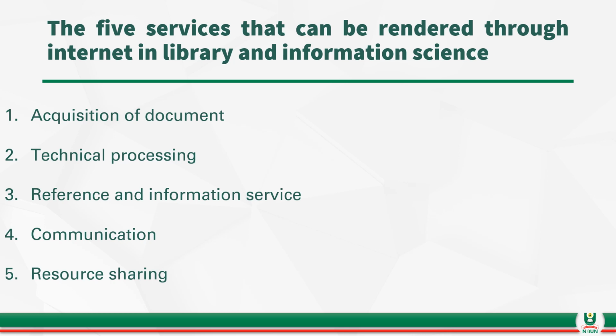The second one, which is technical processing. When you take delivery of the resources, there are technical processes that need to be done on the materials. That's cataloging and classification. This can be done now with the internet. So it is a library and information service which can be done with the internet. Previously, it was done manually, but now we thank God for, will I say, civilization. It can be done through the internet.